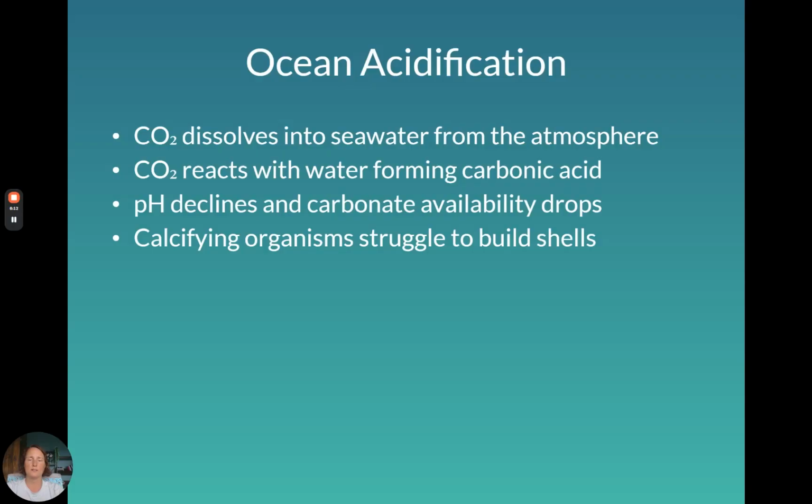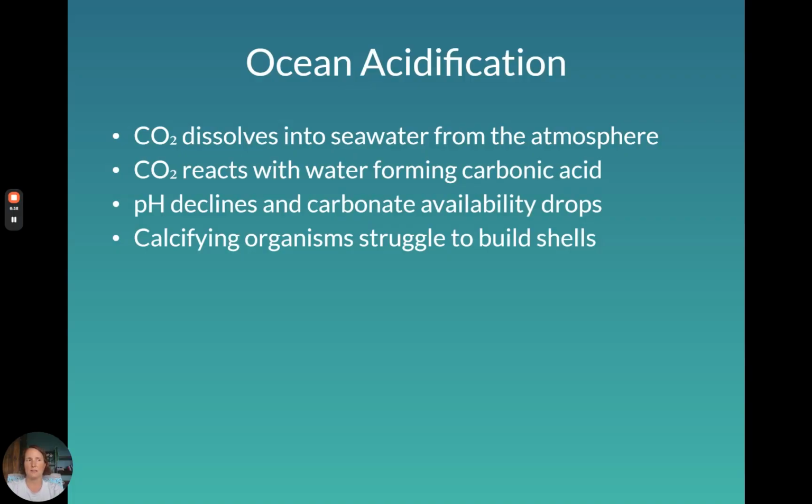If carbon dioxide is forming carbonic acid, it grabs onto carbonate ions. So carbon dioxide is grabbing onto carbonate ions to form carbonic acid. Those carbonate ions are needed by many marine organisms to build their shells and skeletons. So anything that has a shell is going to need those carbonate ions to build it.